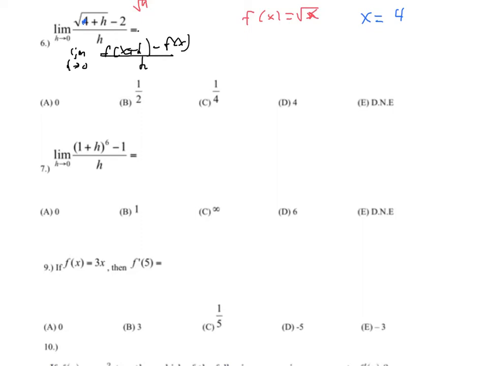So what this question is asking is, given the definition of the derivative, take the derivative of the square root of x and then evaluate it at 4. So the derivative of the square root of x, f prime of x, is equal to 1 over 2 square roots of x. And then if we evaluate that at 4, we get 1 over 4. So we're going to plug in 4 for x, and 1 over 2 times 2 is 1 over 4.